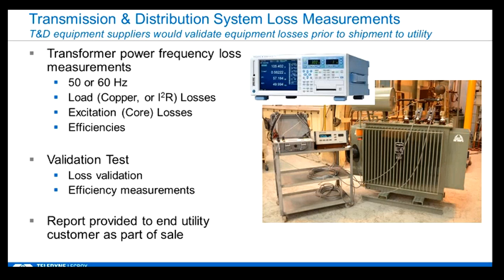focused on this. So the company making these transformers would use a power analyzer to make measurements and measure all these things, and they'd have to give the utility a test report to say, hey, this is what the losses are. They're less than or equal to what we promised they would be.